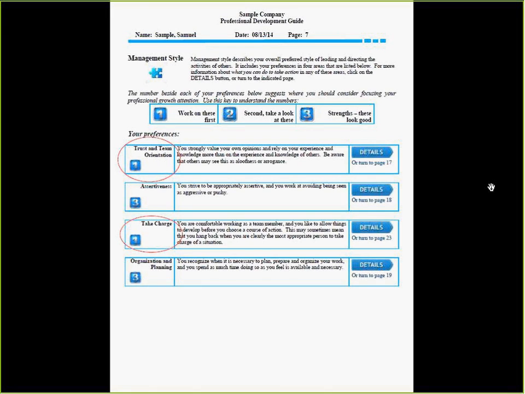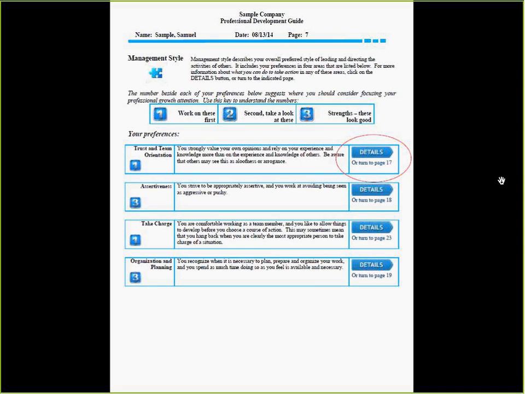Pick the most important, or the troubling, or the most interesting, and start there. For each underlying work-related preference that contributes to this behavior cluster, there is a brief description of what this person's responses suggest are his or her preferred behaviors on the job. Here: trust and team orientation, assertiveness, take charge, and organization and planning.